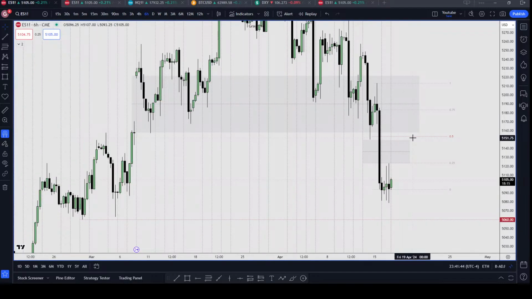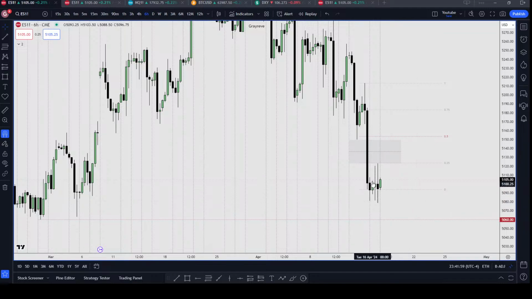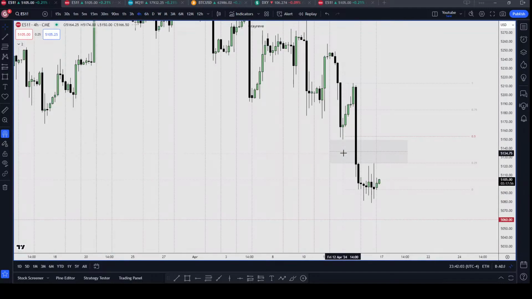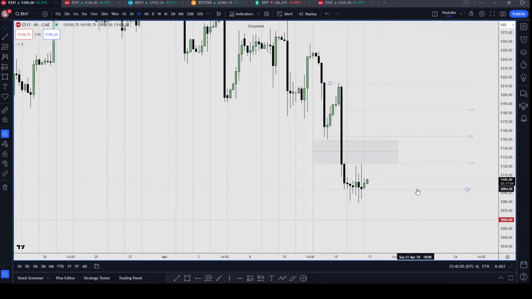So having that, I'll be removing this because it doesn't validate my current bias or my current expectation of the markets. Okay, so now what I'm about to do is to go down even lower to see if there's any levels that I can key off from.